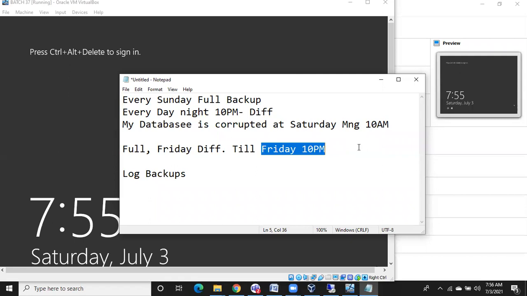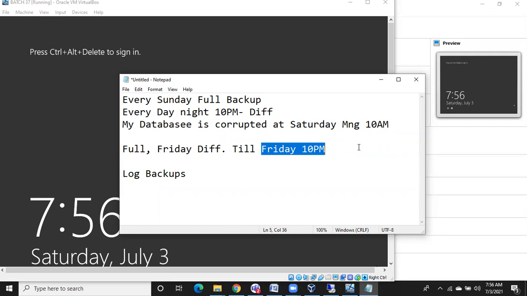Can we skip the differential backup? Is it compulsory? Do we need differential backups? The answer is that differential backups are not compulsory. Why? Because we have one more option called log backups. Log backups will help you achieve point in time recovery. Differential backups are only for administration purposes.